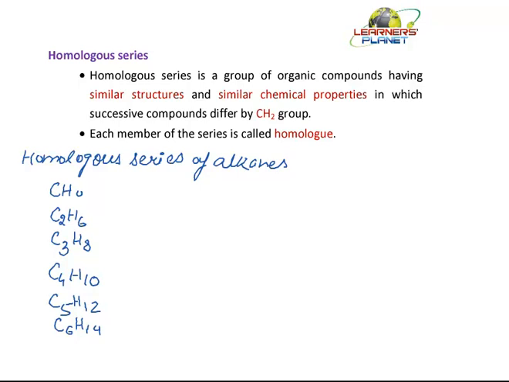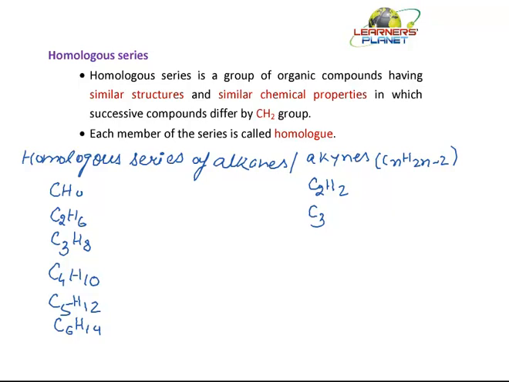Now likewise, there is a homologous series of every type of organic compound. Say, for example, the homologous series of alkynes. What will it contain? The very first member of alkyne is C2H2. Now what would be its next member? What is the general formula of alkynes? It is CnH2n minus 2.